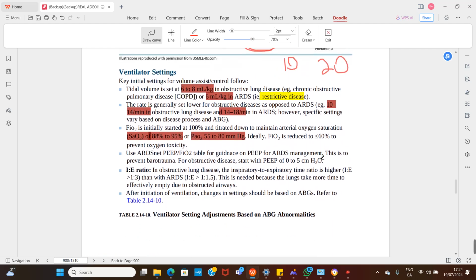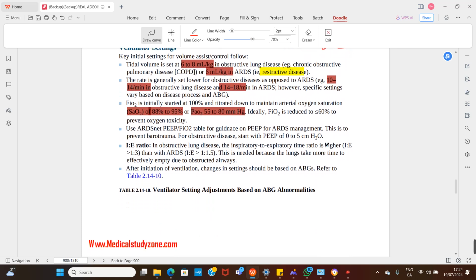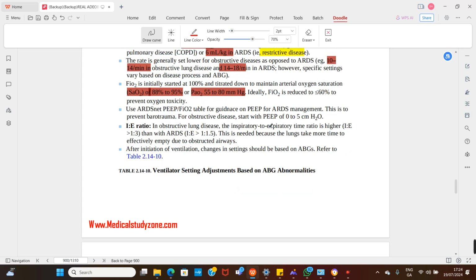So now you set your PEEP, and this is to prevent volutrauma. You don't want to over-PEEP the patient, so just keep it within 0 to 5. Start with a PEEP of 0 to 5, then you can increase it gradually, and you have to adjust it with the FiO2, but make sure you're not over-PEEPing so that it doesn't burst.